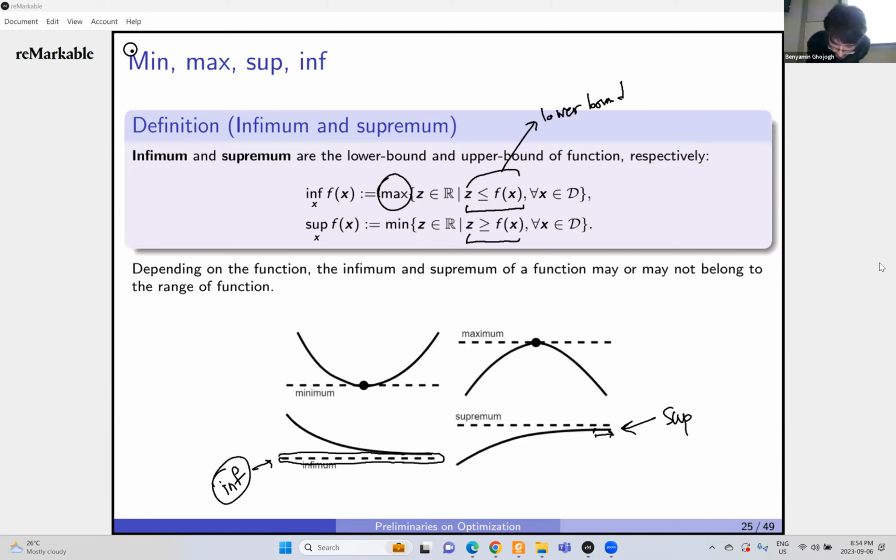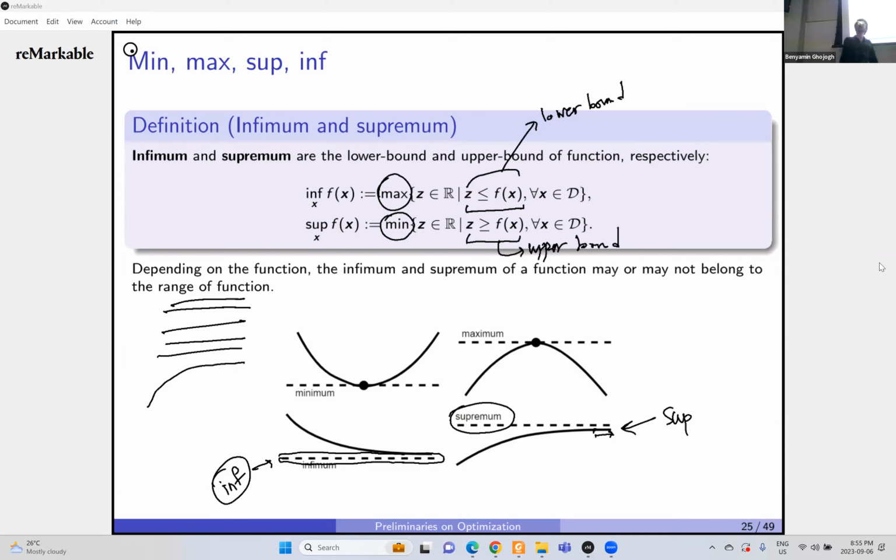What is this? This is an upper bound, where z is greater than or equal to f of x. What do I mean by upper bound? Assume this is a function. All of these are upper bounds. Bring the upper bound down as much as possible until it reaches the function as an asymptote. Then it becomes supremum. Right?